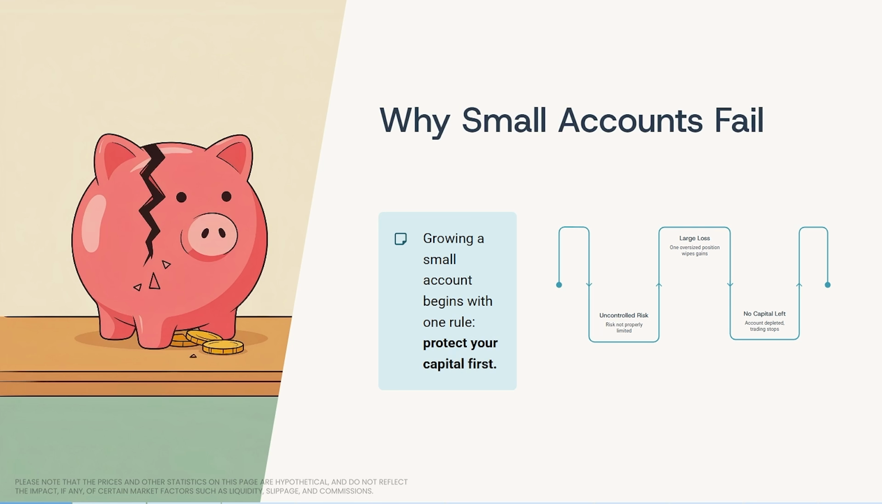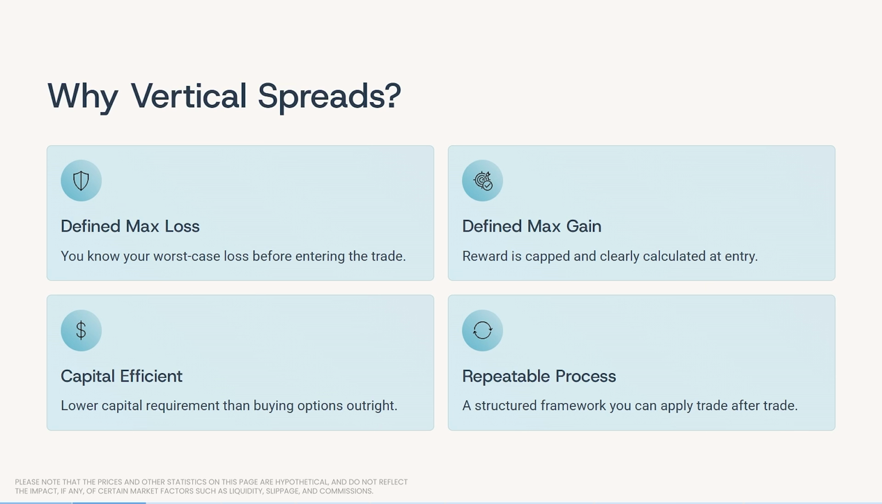Let's get started. Most small accounts don't fail because of bad market conditions. They fail because of uncontrolled risk. One oversized loss can erase weeks of gains. Without the capital, there's no more trades to make. Growing a small account begins with one rule: protecting your capital first. Vertical spreads aren't a bigger shortcut. They're a professional risk management tool used by institutional traders every day.